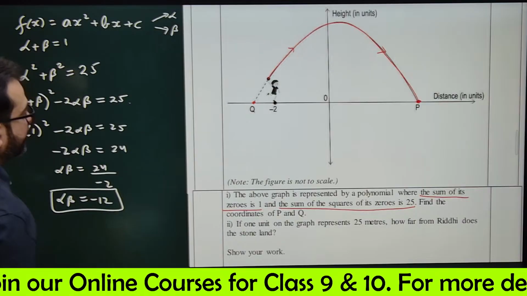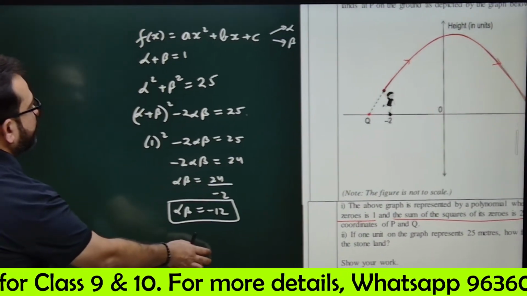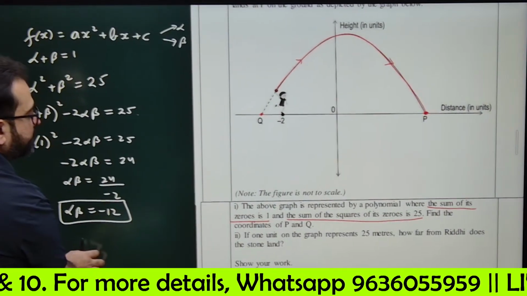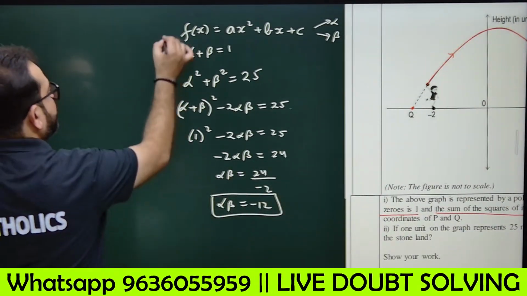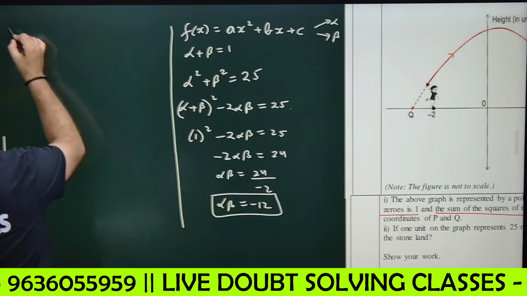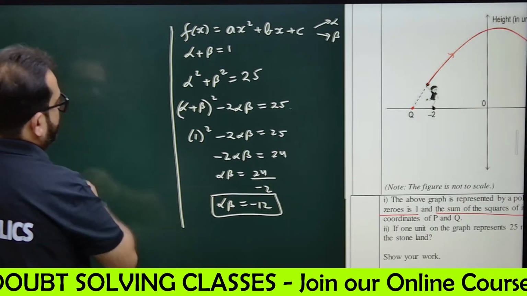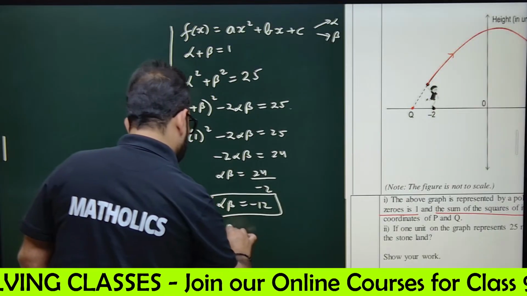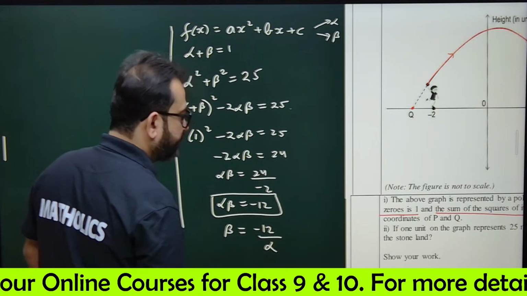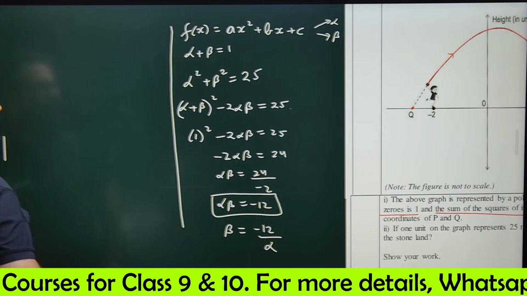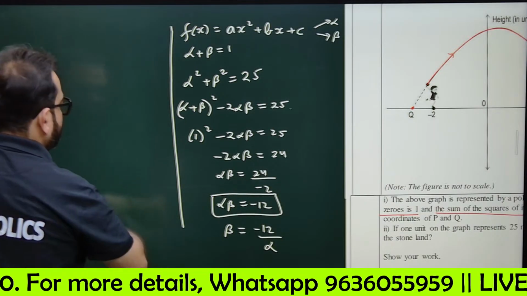If alpha beta is minus 12, now see, the magic comes into the scene. If alpha beta is equal to minus 12, what can we do? Second part, let me solve here. Alpha beta is minus 12, so can you write beta equals minus 12 by alpha? Yes. So what will we write now?